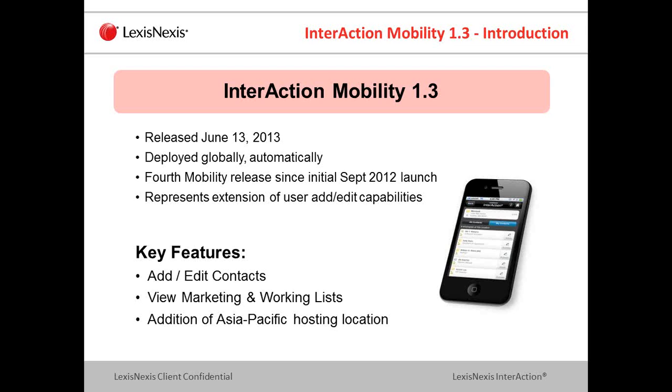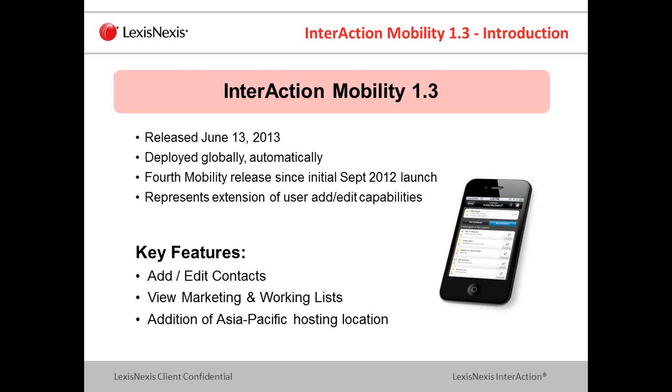We've also added the ability to use lists within mobility. So marketing lists and working lists specifically can now be viewed, and the contacts that they contain. And then lastly, primary enhancement for this, which is arguably an infrastructure enhancement, but I think it's definitely worth talking about, is the addition of a new hosting location for mobility in the Asia-Pacific region.